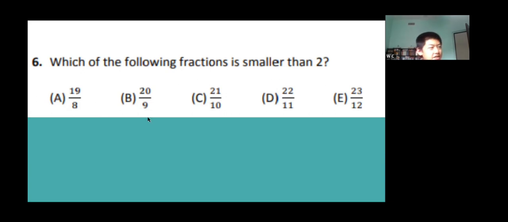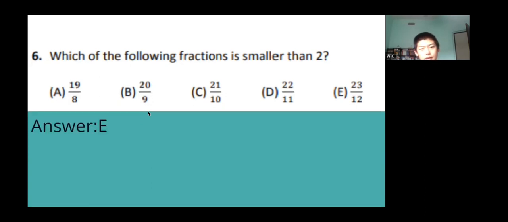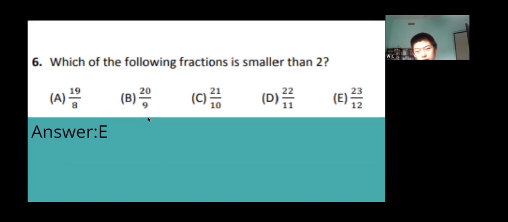So we have 2 answers of E, which is correct. The way we do this is by checking each fraction to see if it is greater than or smaller than 2. We find that all fractions except for E are either greater than or equal to 2.